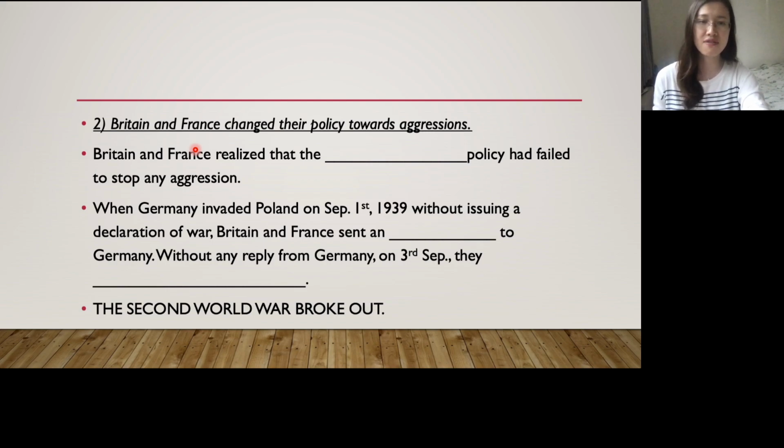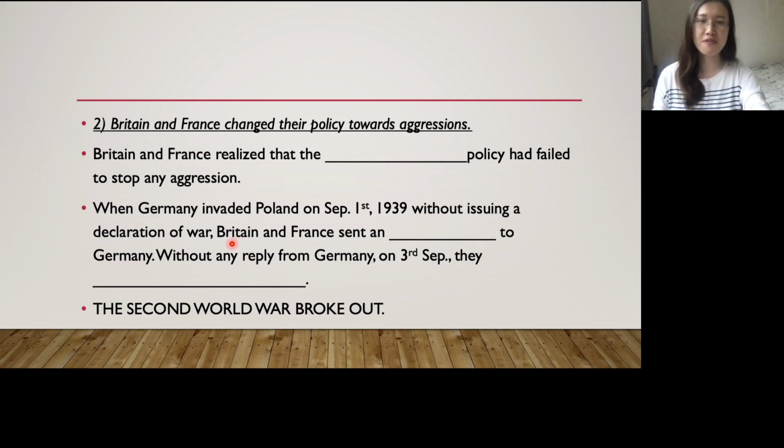So when Germany invaded Poland on September the 1st, 1939, without issuing a declaration of war, actually, you can thank Hitler for not really declaring those wars, because when we learned about the First World War, remember we used a whole page of PowerPoint to see the roadmap to the First World War, where the countries declared war on each other on different dates. Since Hitler didn't really like to declare war, this is the reason why we don't have the same kind of map when it comes to the Second World War.